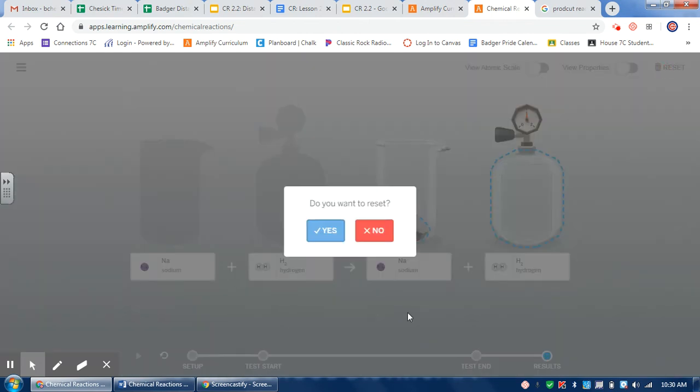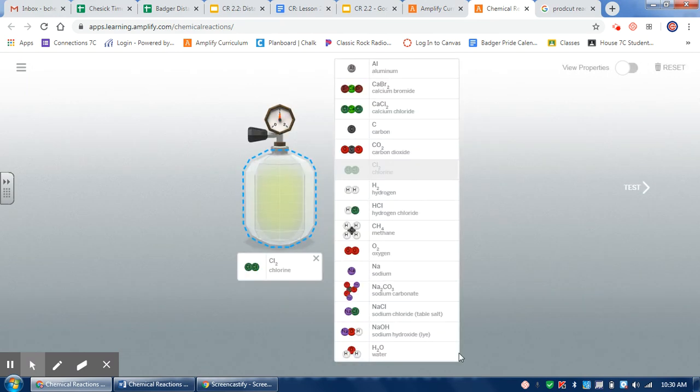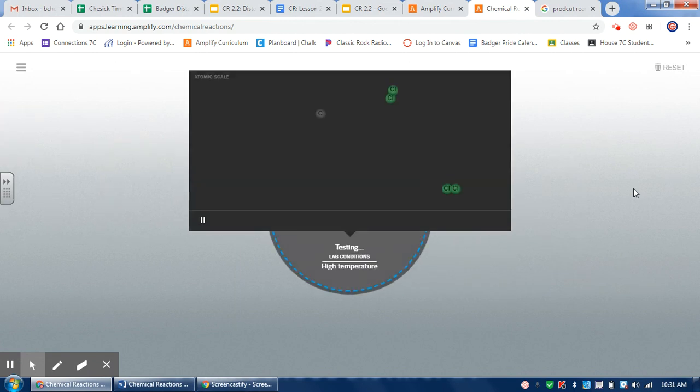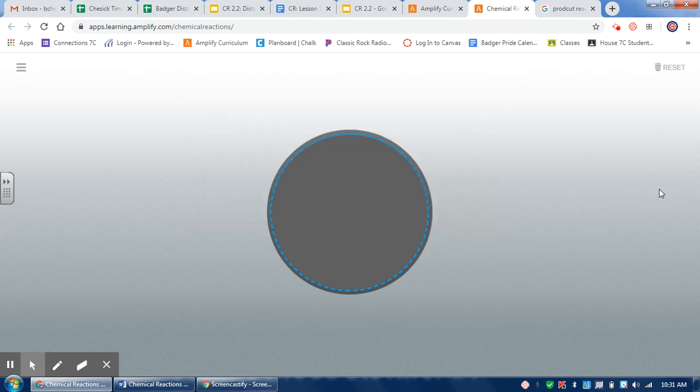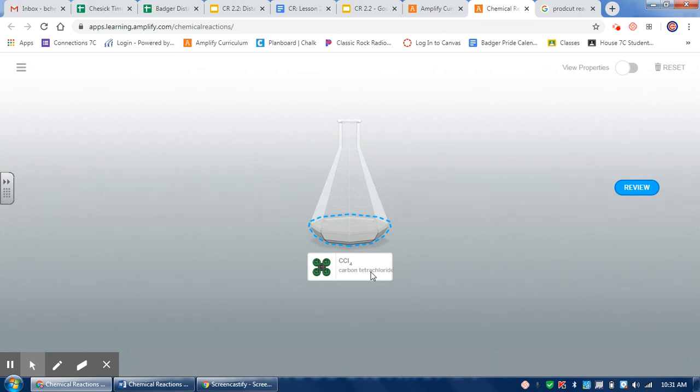I'm going to reset this, and I'm going to pick a couple different substances that I know already are going to chemically react. So I'm going to take chlorine, and I'm going to take, let's go with carbon, and I'm going to go ahead and test those. And you can see something much different than the first time, with sodium and hydrogen. In the first one, there was no rearrangement of the atoms. Here, if I go to the results, we ended up with carbon tetrachloride as our product.